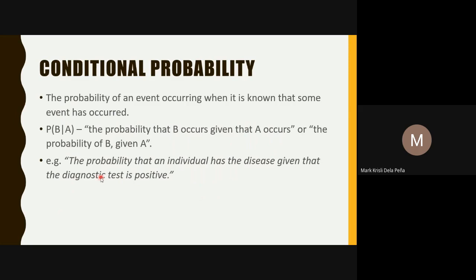Here, if we assume that an individual has a disease, this will be our event B, and the diagnostic test is positive, so this will be our event A. So we can find the probability of event B given event A, provided that event A had already occurred. This is how we denote conditional probability and is read as the probability of B given A, or the probability that B occurs given that A occurs.